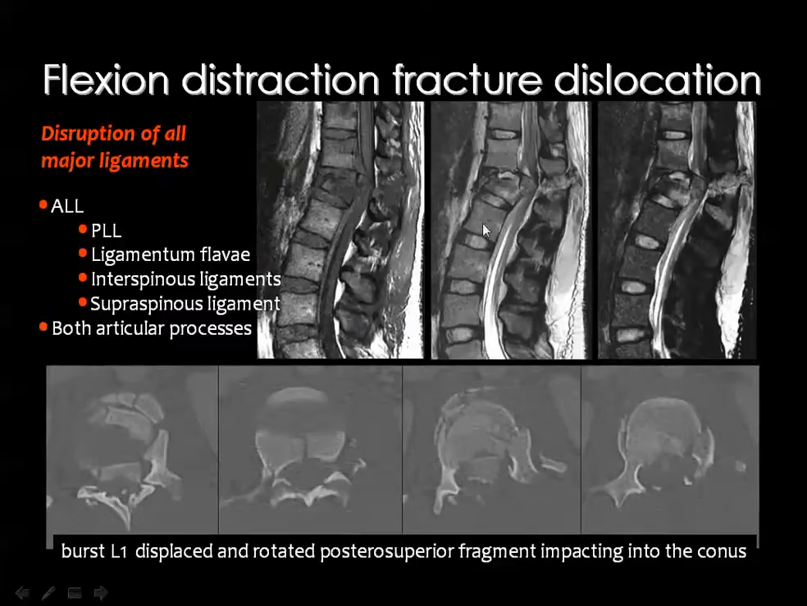And here you can see the affected vertebra showed bone marrow edema, low signal in the T1 and high signal in the T2. And you can easily appreciate the presence of this big bone fragment inside the spinal canal with disruption of the posterior ligaments and the neural arches as well.